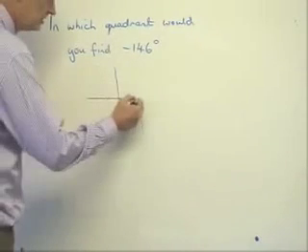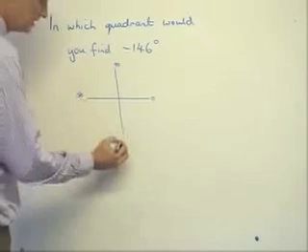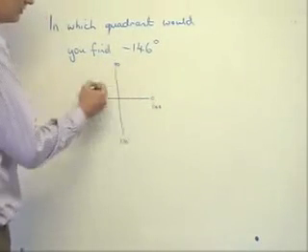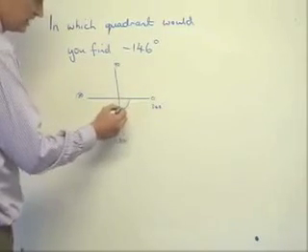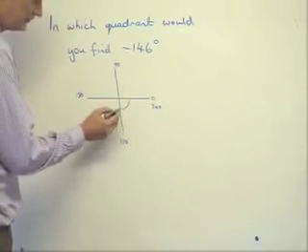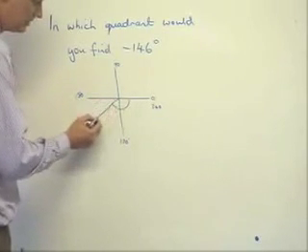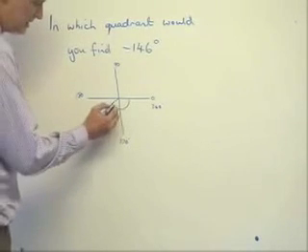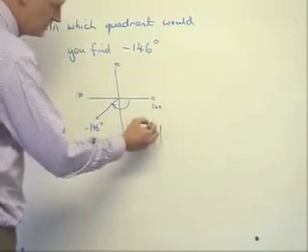You draw your chart out. There's 0, 90, 180, 270, and 360. So it goes around this way. Negative 146 goes this way. So that would be negative 90. Negative 180 would come to here. So negative 146 would be that angle there. This would be the angle here, negative 146. So it's quadrant 3.